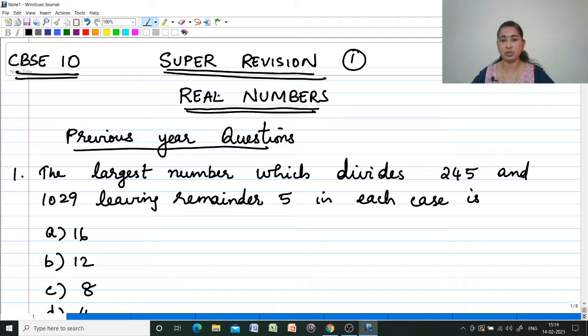Today we are starting Super Revision for Class 10. So first we will move on to the chapter Real Numbers. We will discuss all the previous year questions.